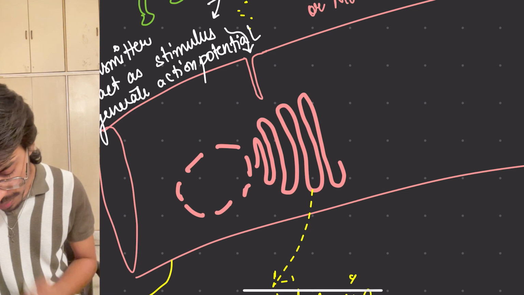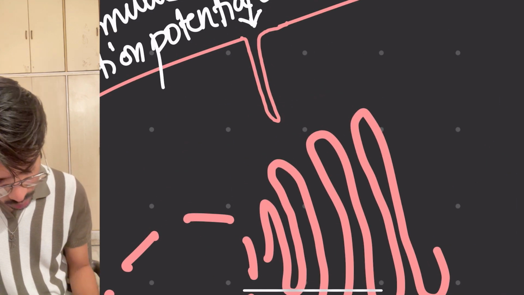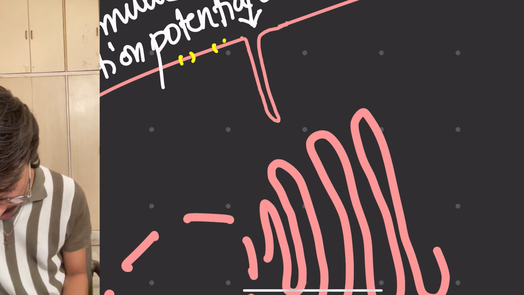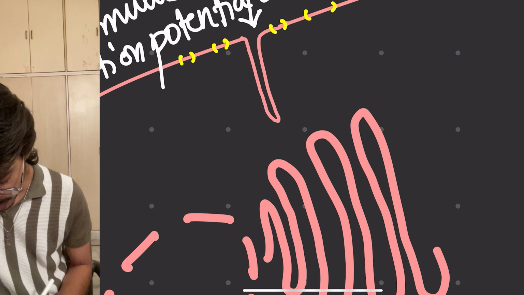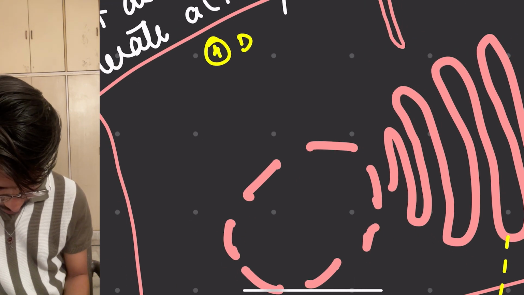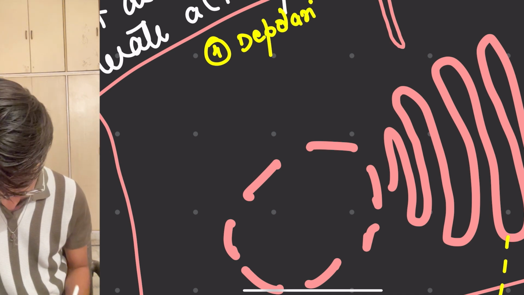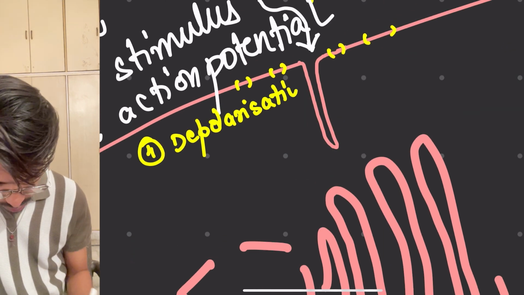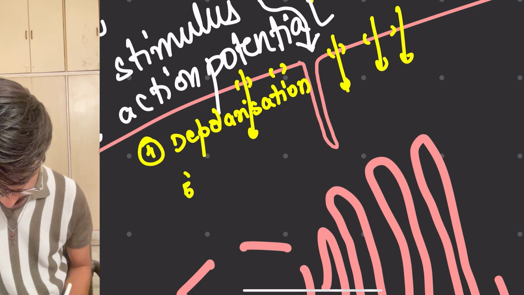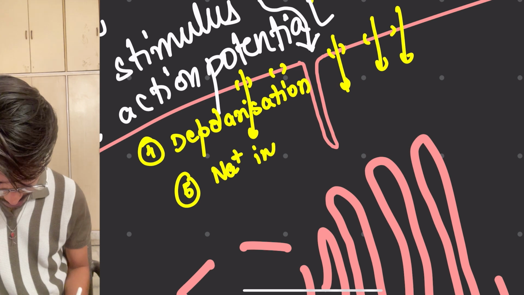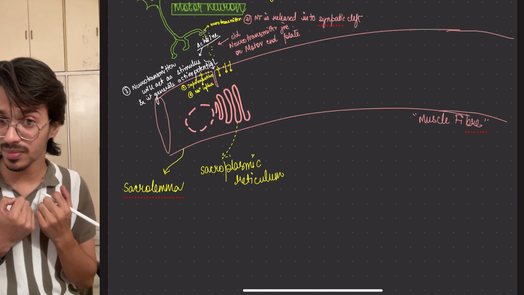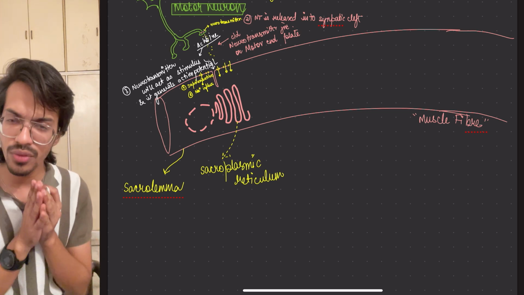So the action potential that will generate, if you remember a little bit what it does, it will change the polarity. And so the next step would be depolarization. When there is depolarization, what will happen? Rapid influx of sodium will occur, sodium influx, and we call the membrane depolarized.